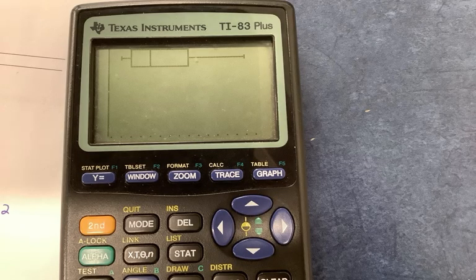Notice that there's no outliers. When I've done the y equals here, I chose the one with a dot so that if there were outliers, we'd see them, but there are none here. If you hit trace, you're going to be able to find these values here. All right, so let's go ahead and look at some of this.